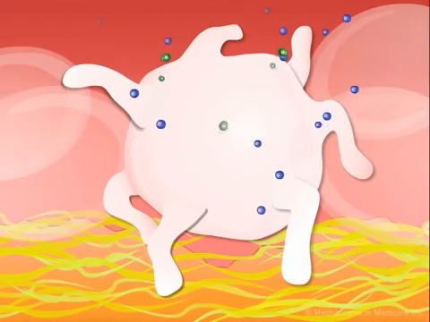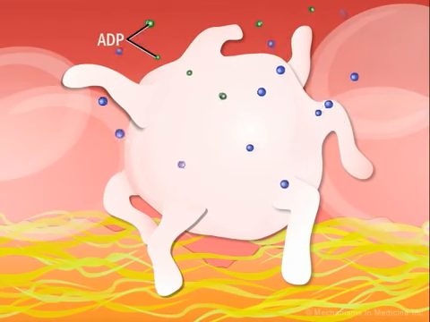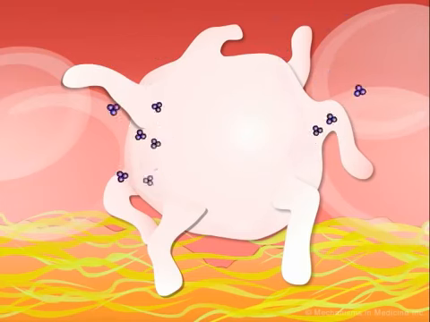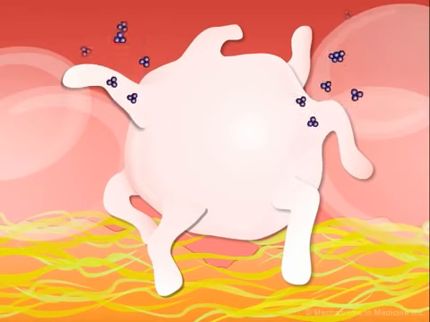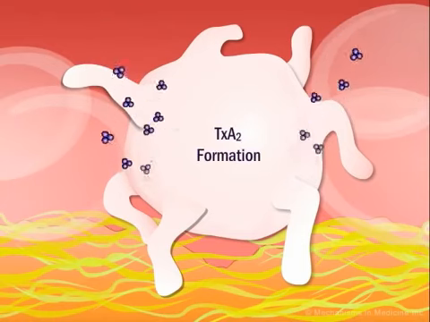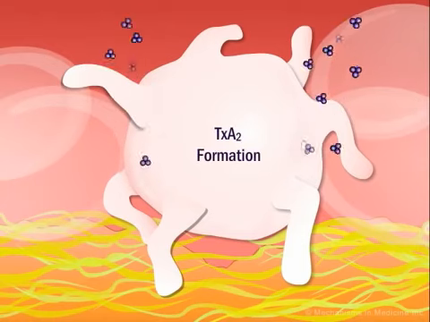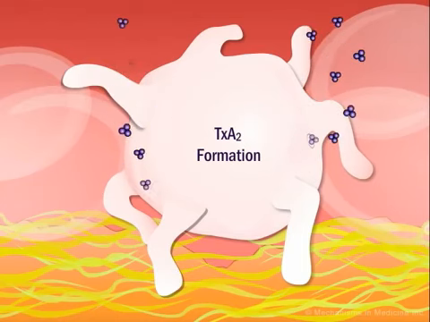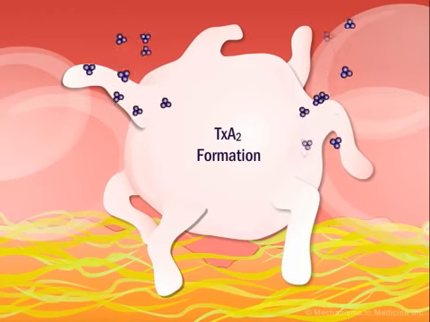For example, the aggregating agent ADP is released from the dense granules. Platelet activation stimulates the formation of another aggregating agent, thromboxane A2, abbreviated here as TXA2, via the arachidonic acid cascade. Details are shown in Figure 26.5.